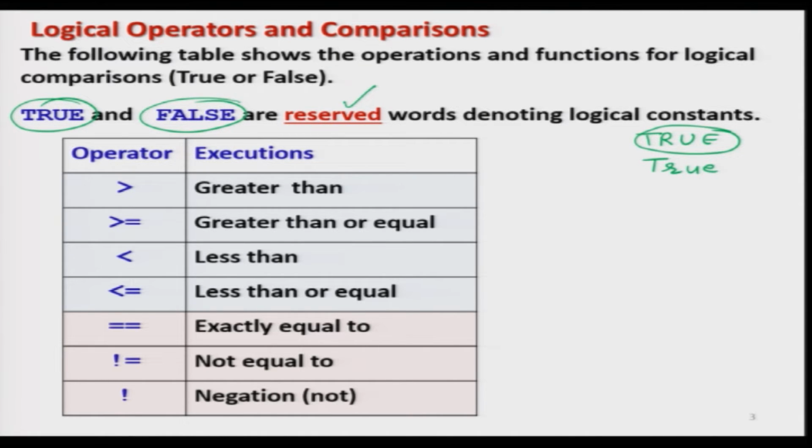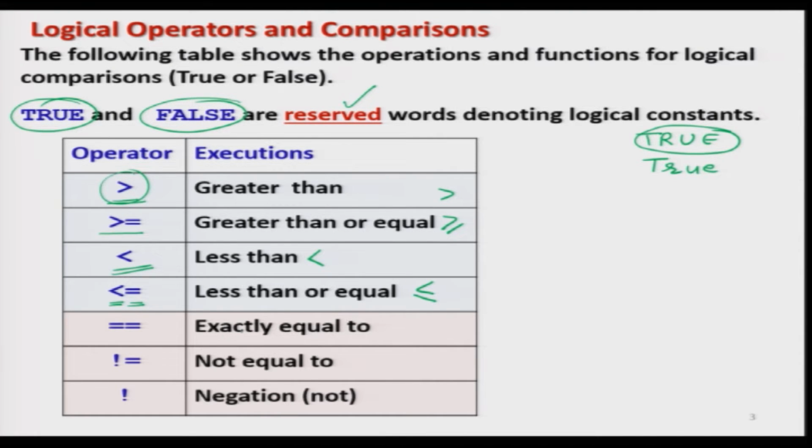And similarly, we have an operator here, greater than, which is indicated by the greater than sign that we know. Similarly, you have another symbol, greater than or equal to, which we write like this. So, this symbol greater than or equal to is written here as greater than and equality sign. And similarly, the operator less than is written here as only less than, and less than or equal to is written as less than and equal to, right.